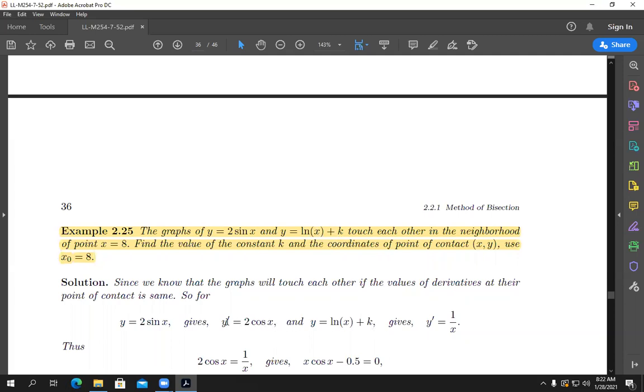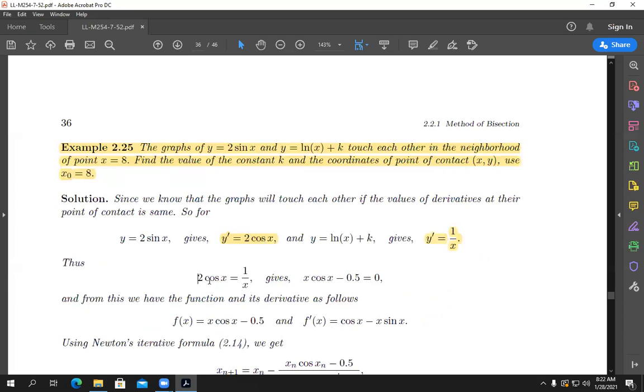So their derivatives must be equal. That means 2 cosine x must be equal to 1 over x. Now this becomes a shape of equation which we are interested in. Then you can take all the terms to one side. I take 2 to the other side, it becomes 1 over 2, and x too, so you have x cosine x equal to 1 over 2, which is 0.5.